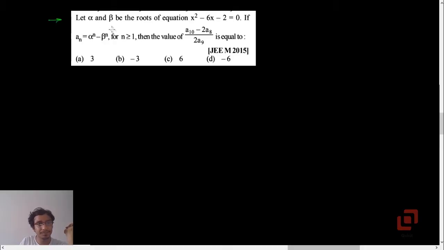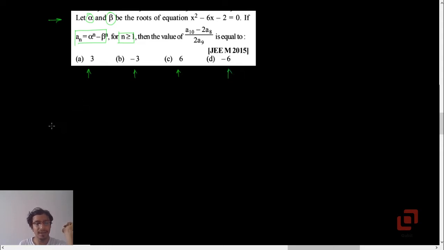Next sum. Let alpha and beta be the roots of the equation x squared minus 6x minus 2 equal to 0. If an is alpha raised to n minus beta raised to n for n greater than or equal to 1, then the value of a10 minus 2a8 divided by 2a9 is equal to 3, negative 3, 6 and negative 6.